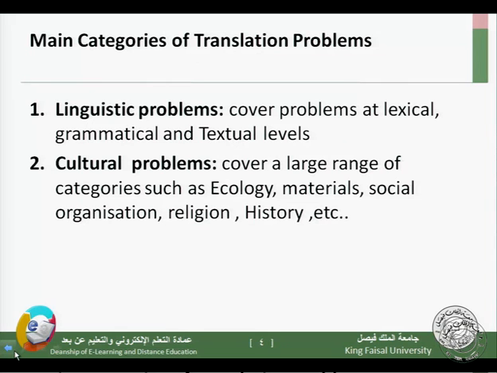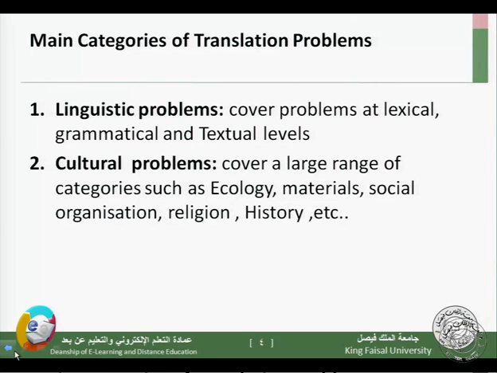Now, what are the main categories of translation problems? How many kinds of problems do we have when we want to translate? We have two types, two categories. Mainly linguistic problems, or linguistic category, and cultural category, or cultural problems. Now, you might ask me, what do you mean by linguistic problems and cultural problems?